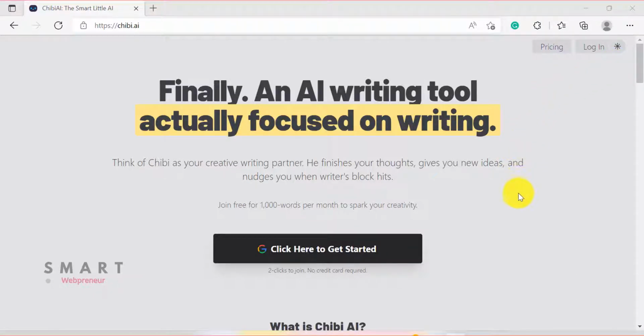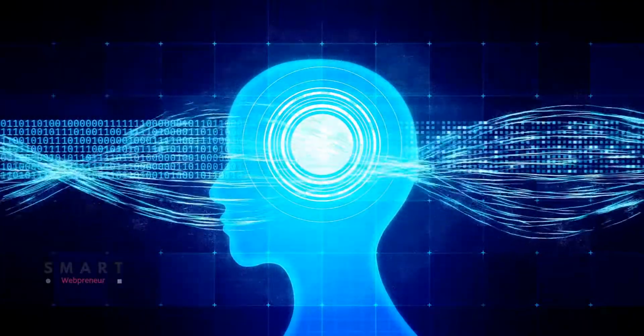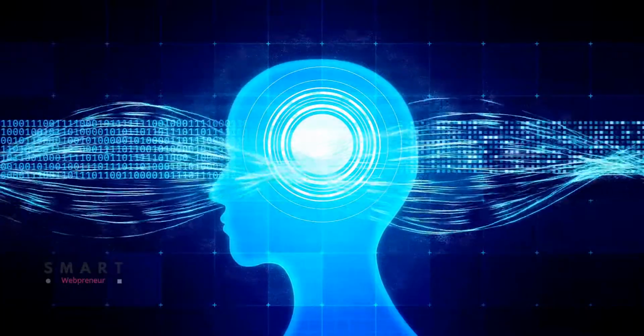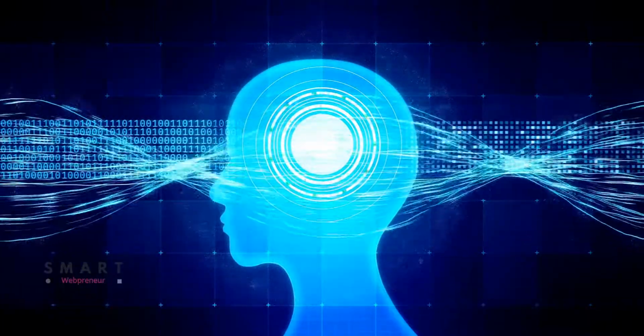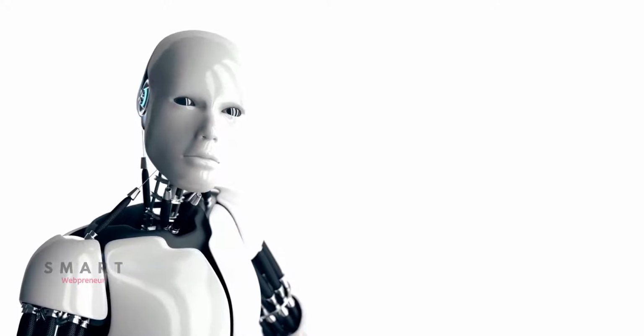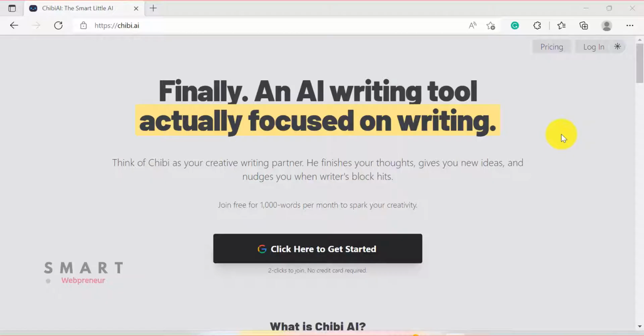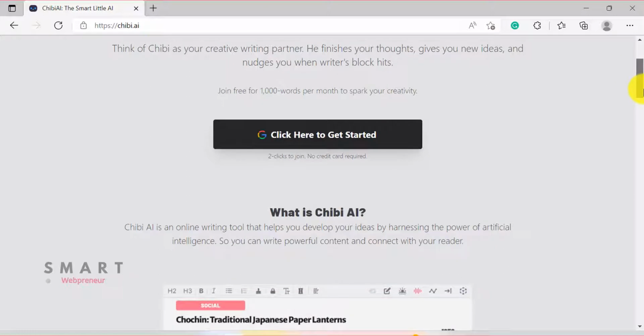In today's video, we will look at a new AI writer software called Chibi. Chibi is a revolutionary new tool that uses artificial intelligence to help you write content that is both unique and engaging. It takes the guesswork out of content creation by using cutting-edge technology. Whether you're looking to create blog posts, social media posts, or even email marketing content, Chibi can help you get the most out of your content.